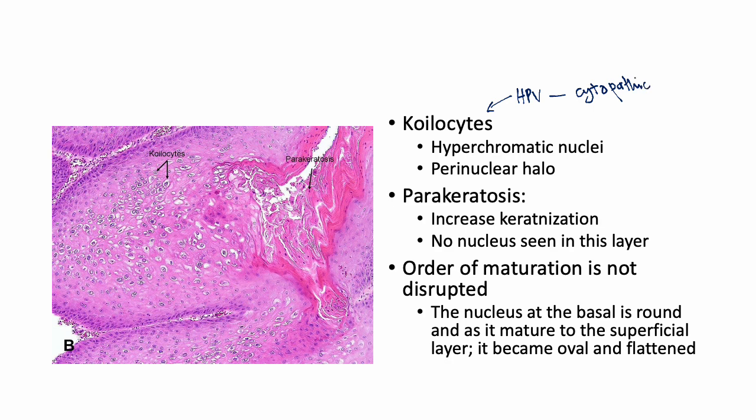Cytopathic effect, which is a koilocyte. What is a koilocyte? Actually, it's a hyperchromatic nucleus with a perinuclear halo. So here are the examples of koilocytes. You can see there's a lot of it. So how does a koilocyte look like?